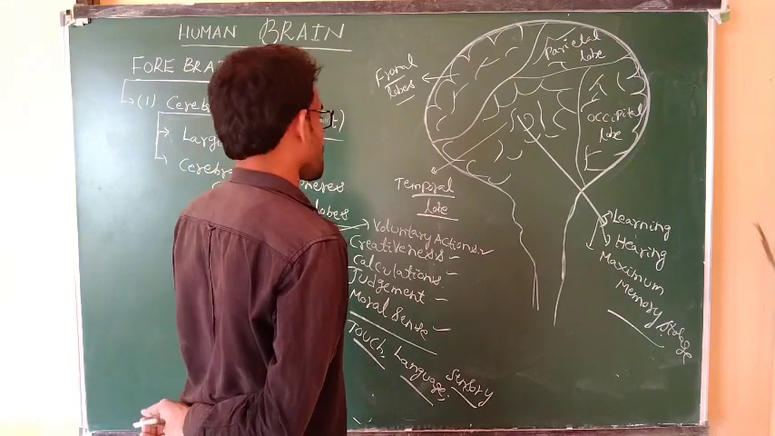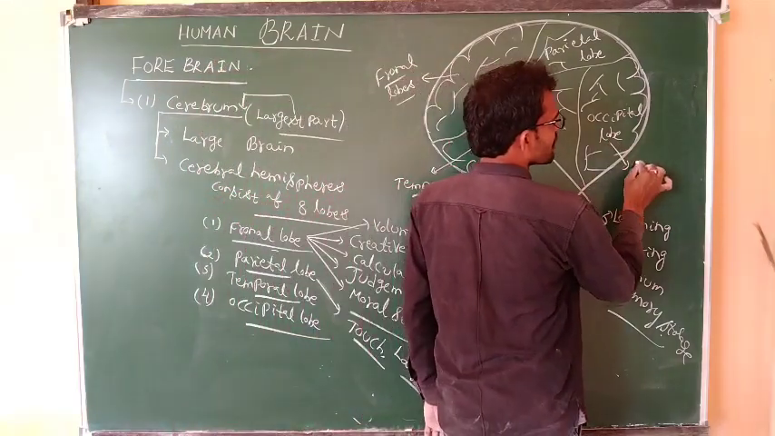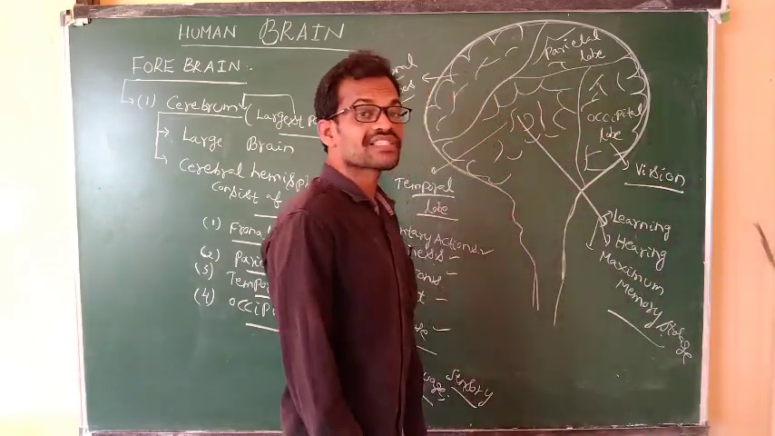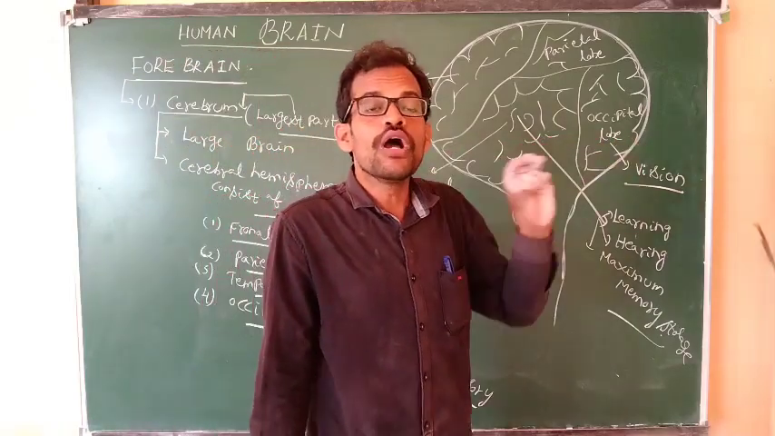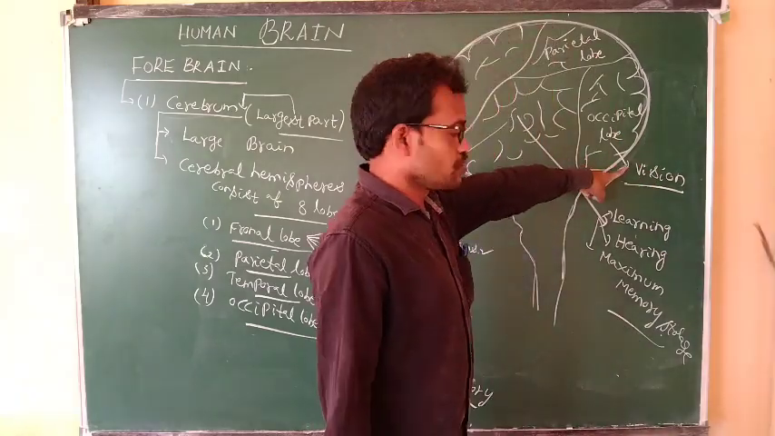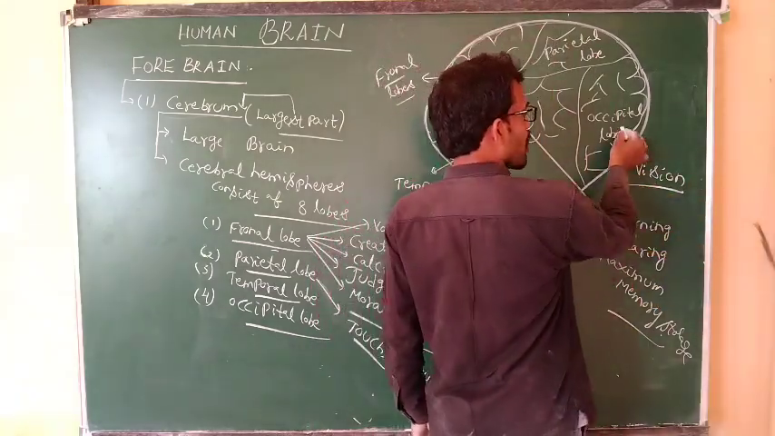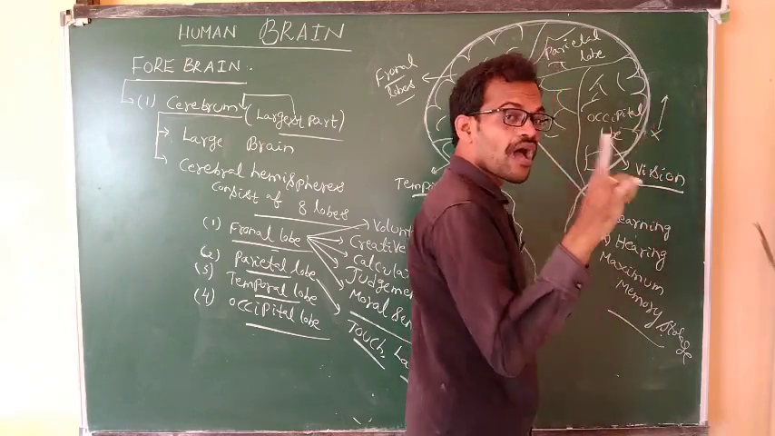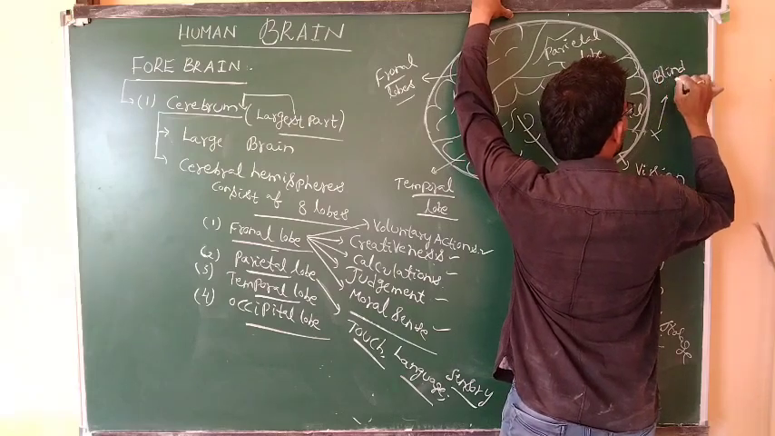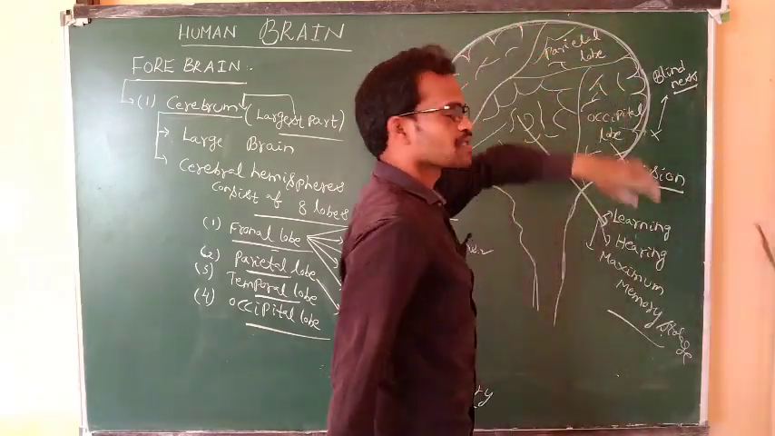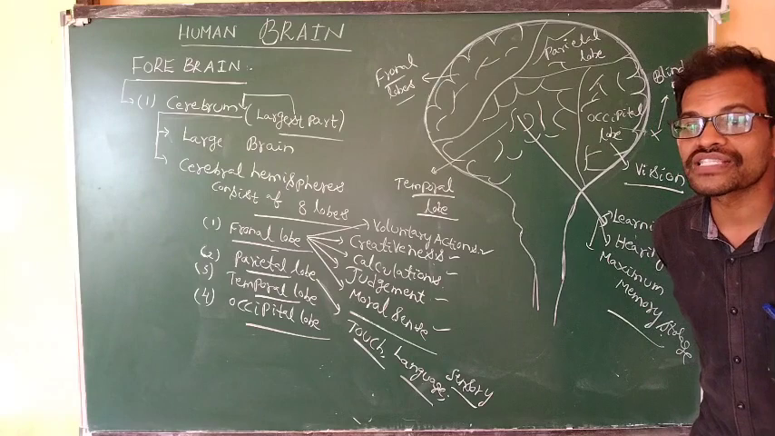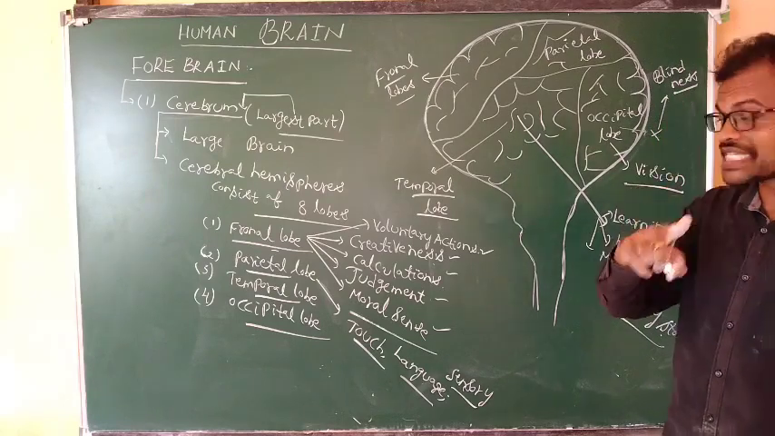Coming to the occipital lobe. The occipital lobe is helpful for vision. Once the occipital lobe neurons are damaged, it leads to blindness.